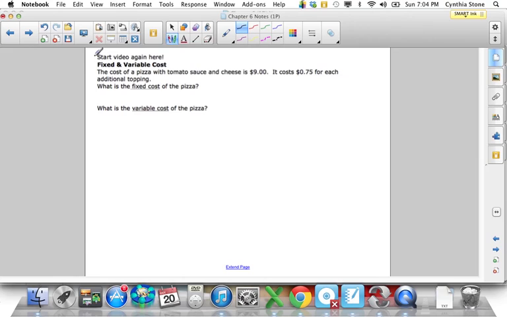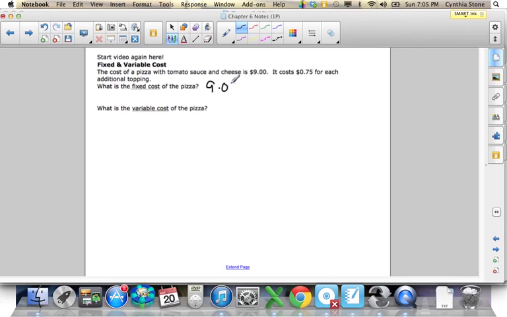Okay, so if you joined in with me again after doing those questions, now we talk about fixed and variable cost. So here we've got a pizza, and the basic price, if you just bought it with nothing else on it but the sauce and cheese, is going to cost $9. Doesn't matter what, you always have to pay that $9. And then after that, if you want any toppings like pepperoni, green peppers, whatever, then you pay 75 cents for every topping. And so this idea of fixed cost? Well, the fixed cost is the $9. No matter what, you've got to pay that $9, right? That's fixed.